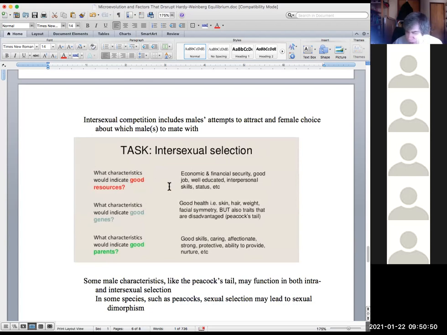Can the male provide good resources for the offspring? Notice that on the right side, this is actually looking at some of the attempts to apply sexual selection to people. And there is some indication that there is sexual selection in people, but not quite as simple as in some animals. So what are good resources?